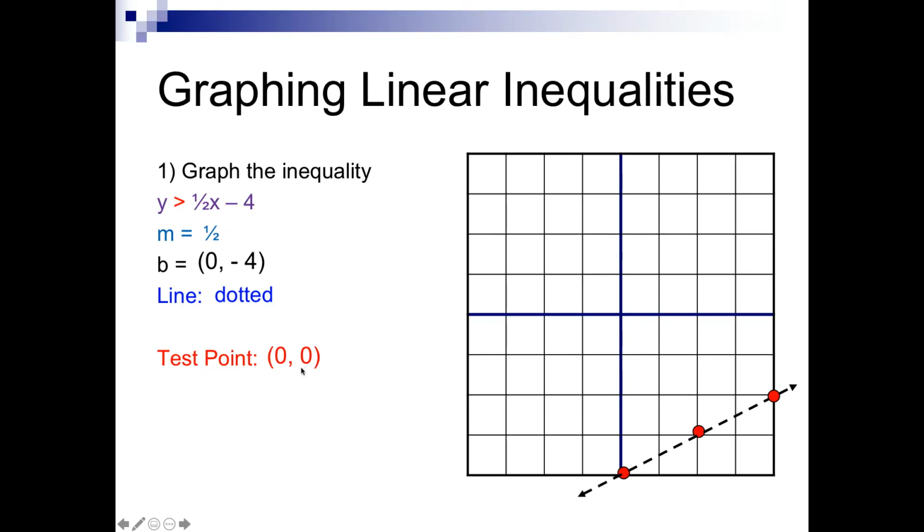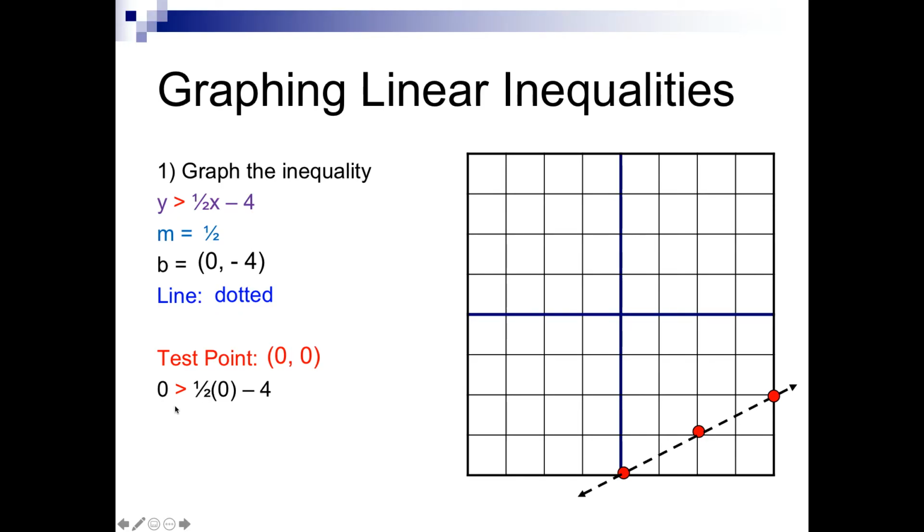The best test point to pick is always (0, 0), because it's easy mathematically. We take the 0 for our x and substitute it into our original equation there. We pick the 0 for our y and substitute it into the original equation there. And then we're going to simplify to see if this point, (0, 0), is a solution.